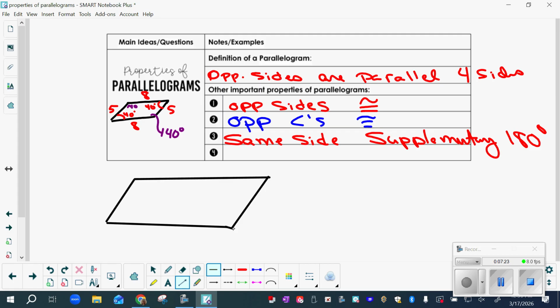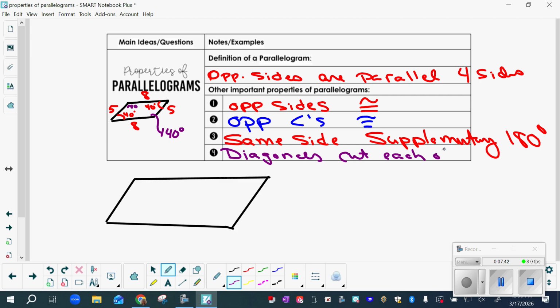Okay, last one. Last one is this, and it's weird. And I'm gonna write it first, and I'm gonna tell you what it means. The last one says that the diagonals cut each other in half. And you know what we say that in geometry? That's called bisect. That means you cut it in half. That's a Mr. Wilsey word, right? And you're thinking, what the hell does that mean, Steve?